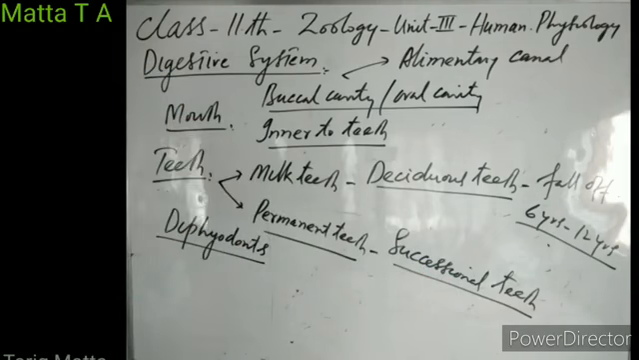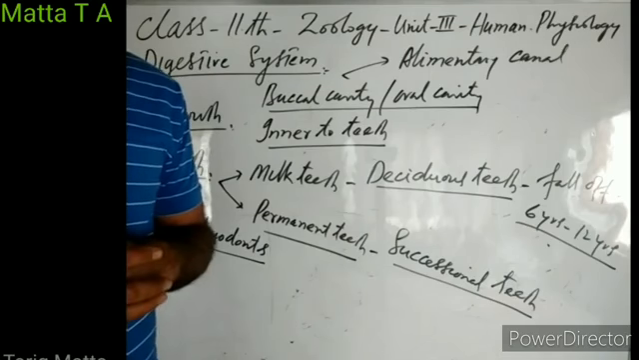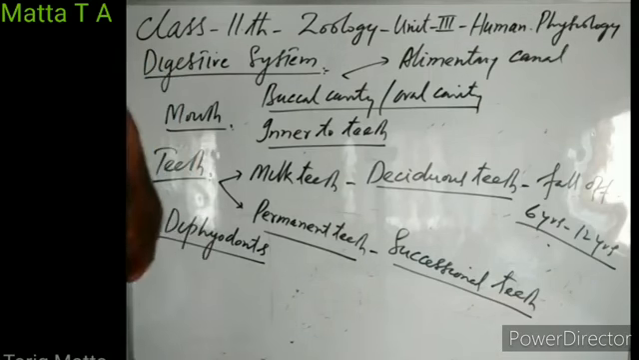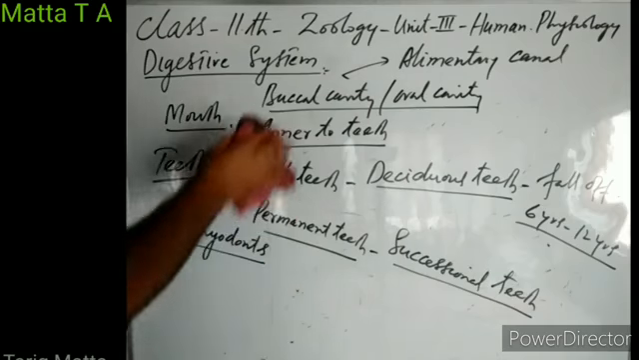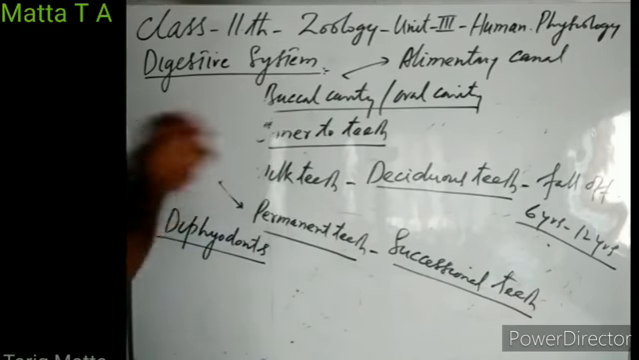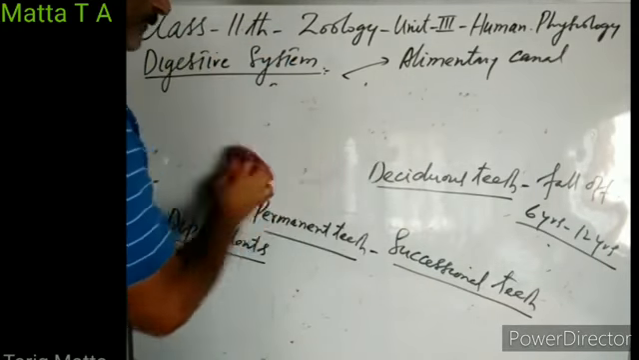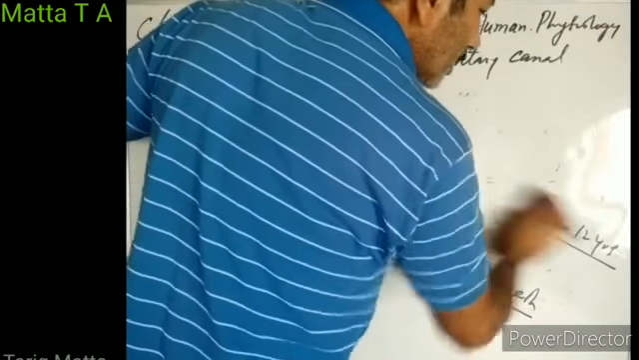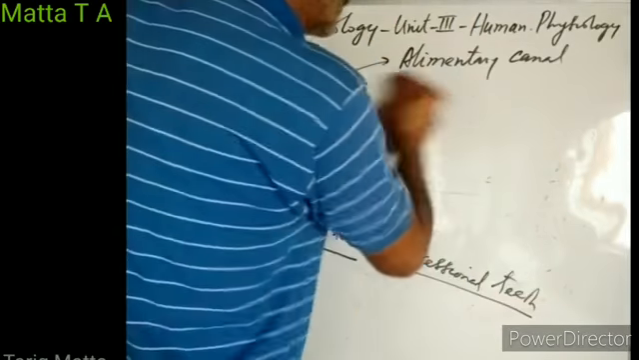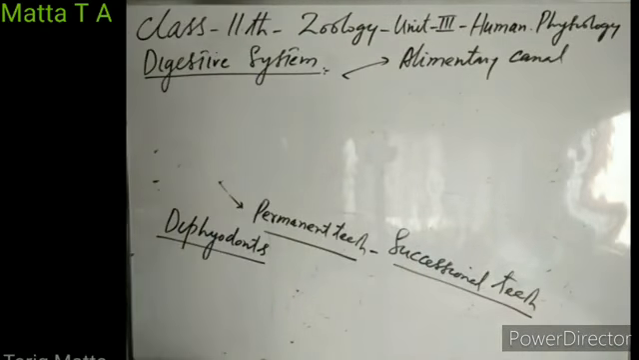These teeth are present in two jaws of our mouth. In our mouth, we have got two jaws, upper jaw and lower jaw, right? These teeth are present in the jaws and they are arranged in a particular order. This specific arrangement of teeth in each half of the jaw is known as the dental formula. So these teeth are represented by a dental formula.